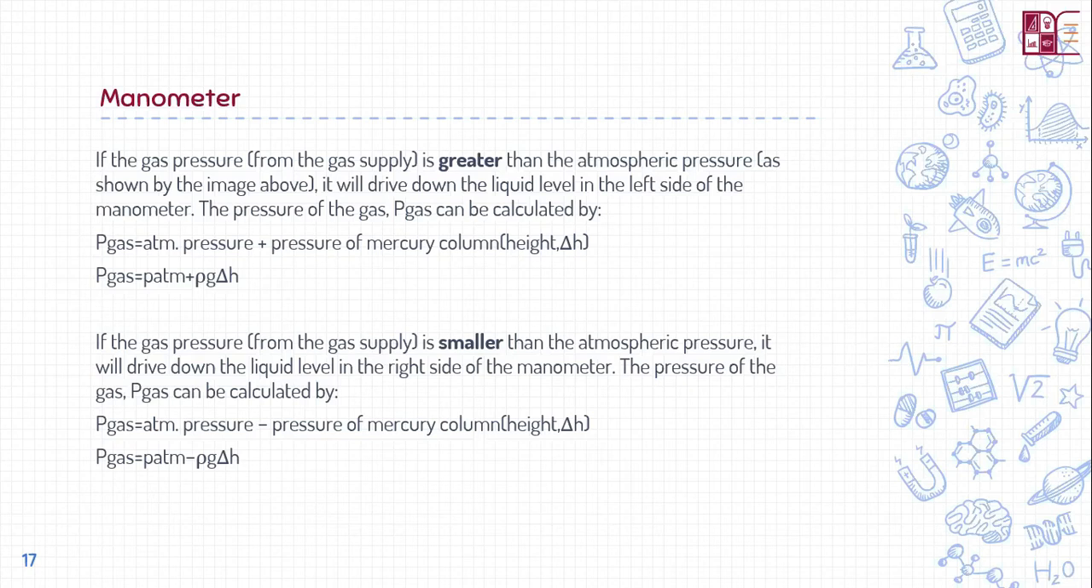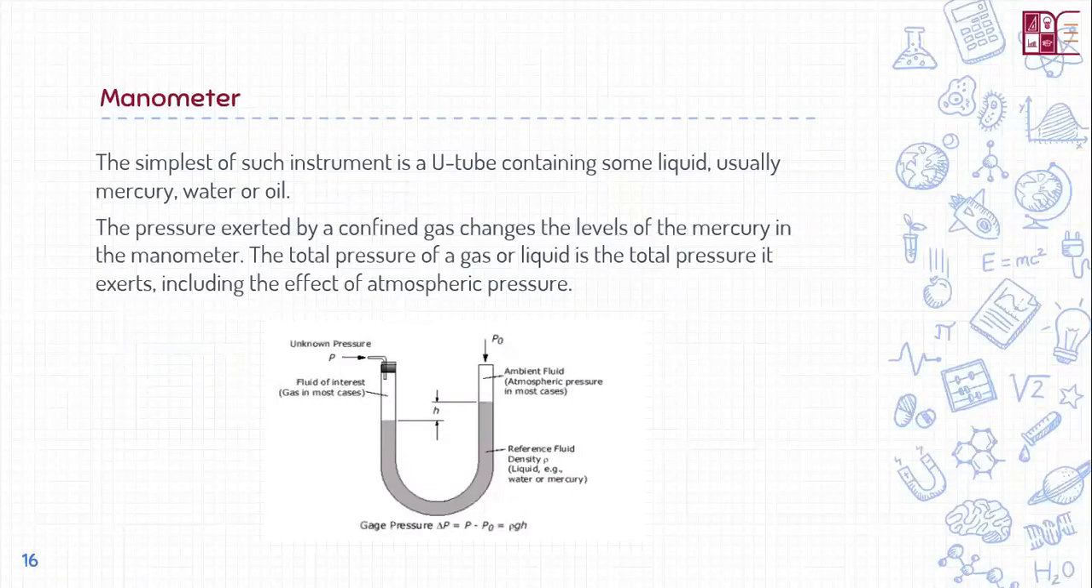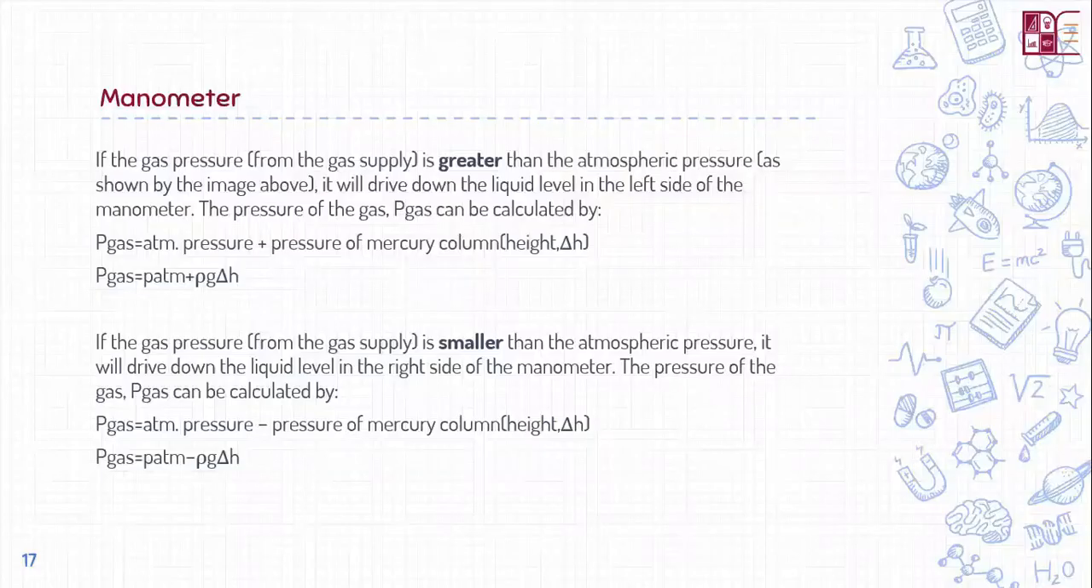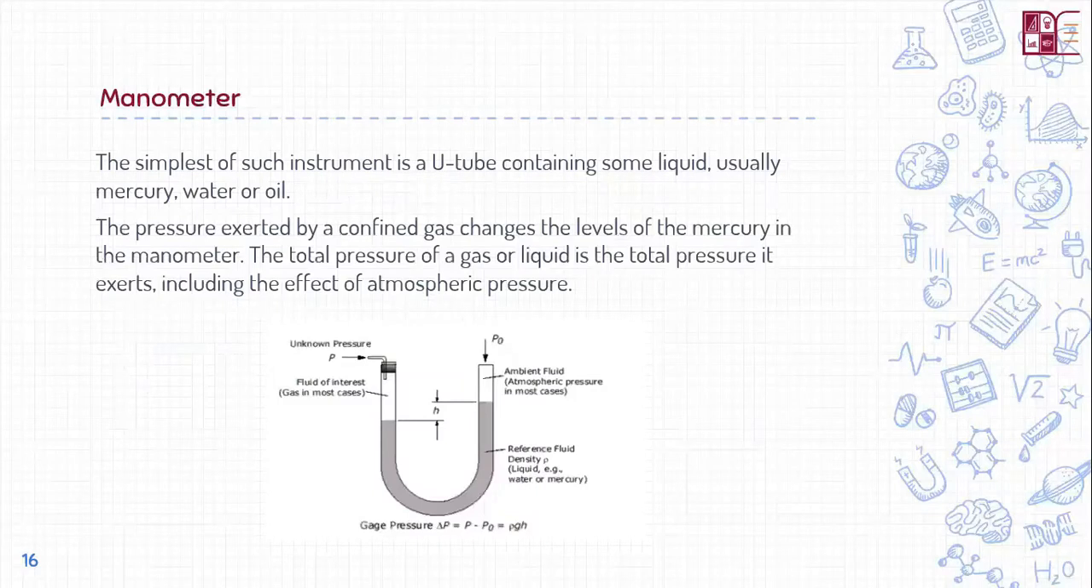The pressure of the gas, P gas, can be calculated by P equals atmospheric pressure plus the pressure of the mercury column change in height. P gas equals P atmospheric plus rho g change in h. Like we've seen here, the unknown pressure from the gas is greater than the atmospheric pressure, right? So it drives the liquid down on one end, and drives the liquid up on the other end.